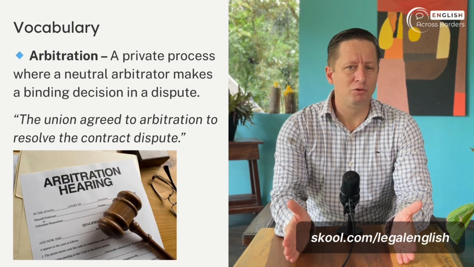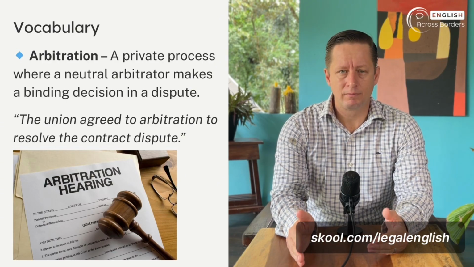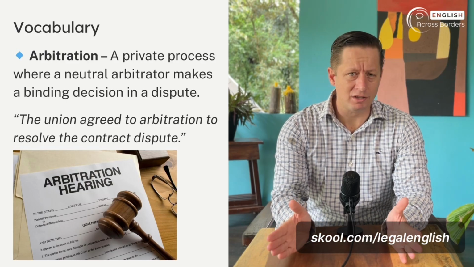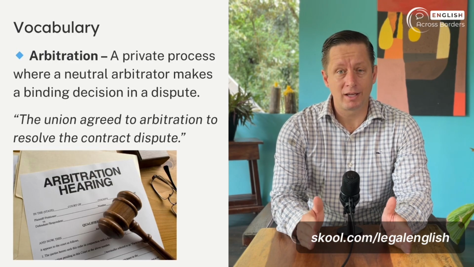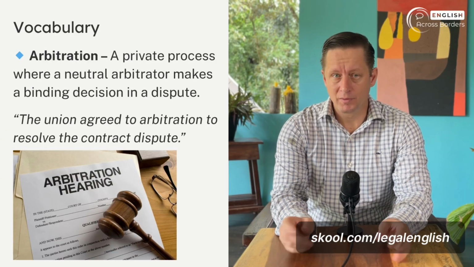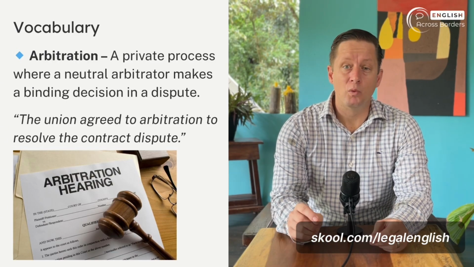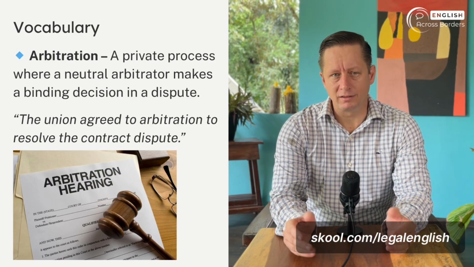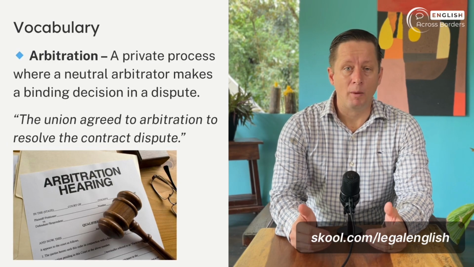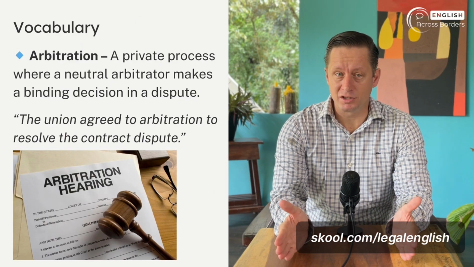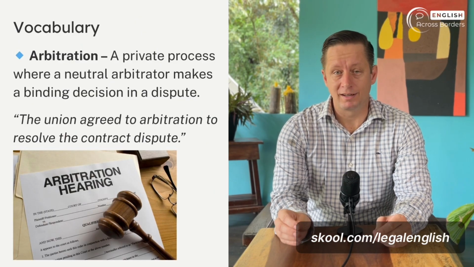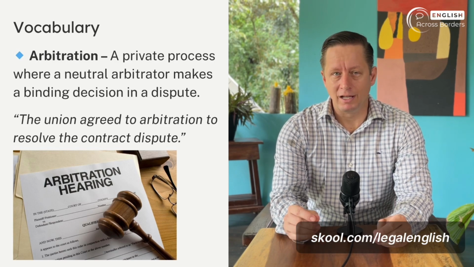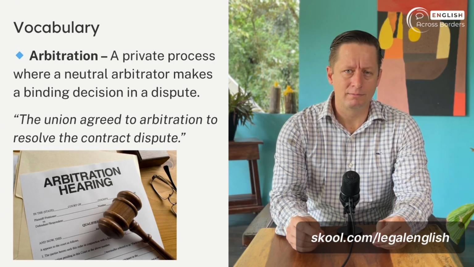A group of factory workers argue with management about wages. After failed mediation, the case goes to arbitration. The arbitrator decides the workers will receive a 5% raise. The lawyer explains, unlike mediation, arbitration produces a final decision that both sides must accept. Arbitration is often used in labor disputes and union negotiations.